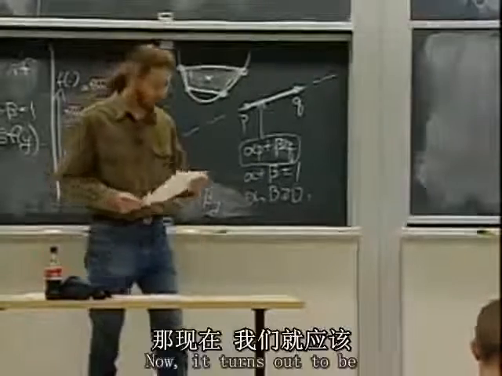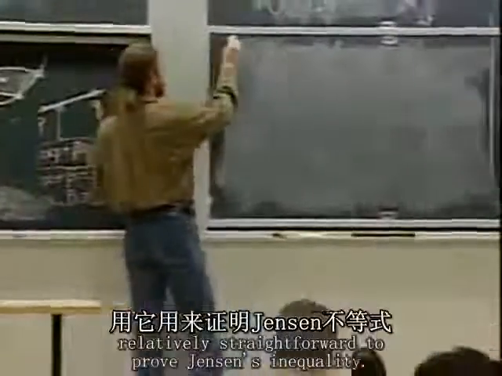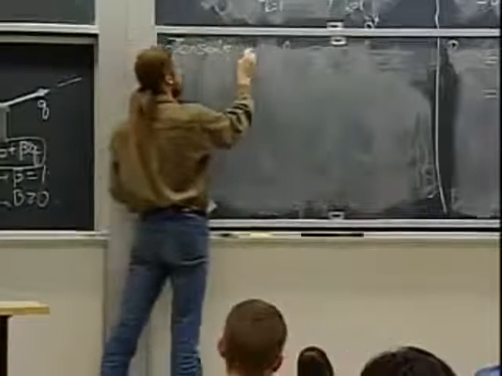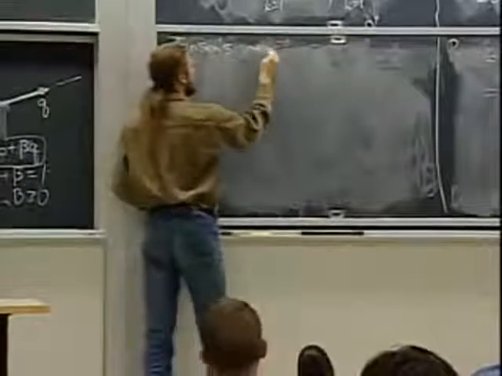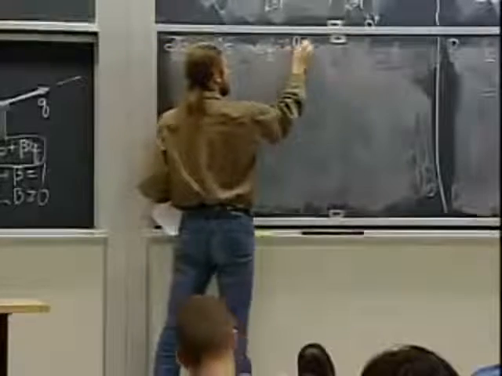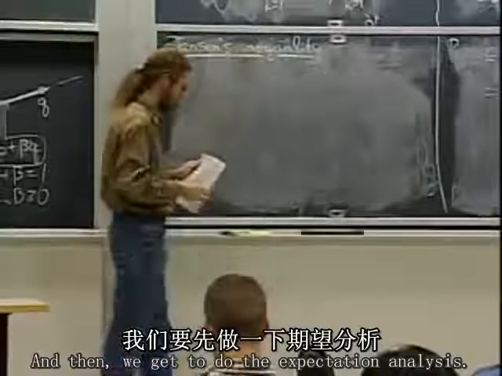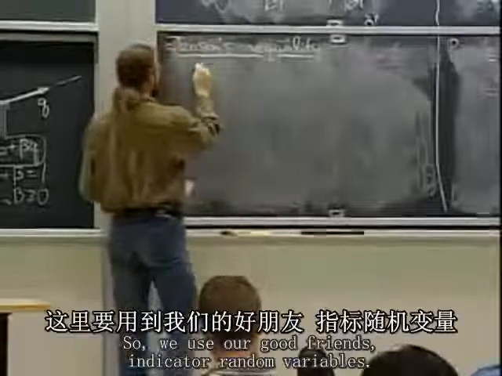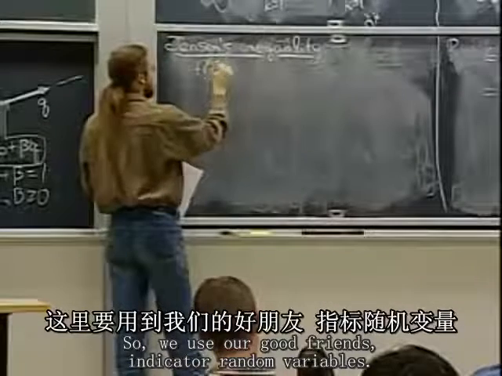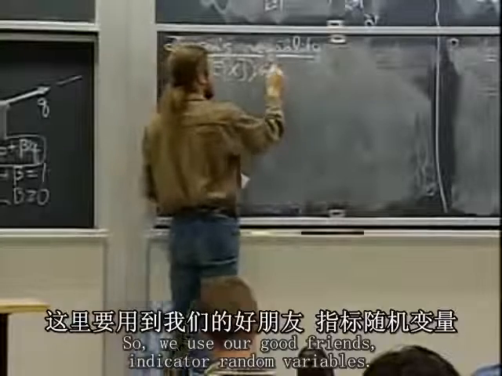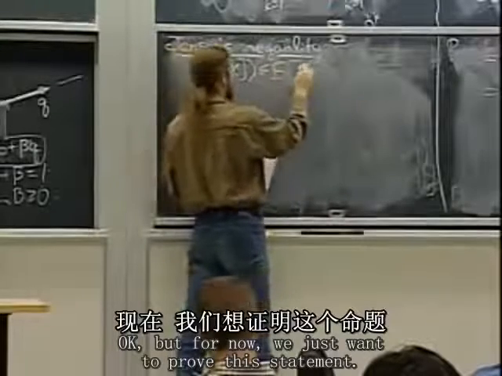Now it turns out to be relatively straightforward to prove Jensen's inequality. That's the magic. And then we get to do the expectation analysis, where we'll use our good friends, indicator random variables. But for now, we just want to prove this statement.